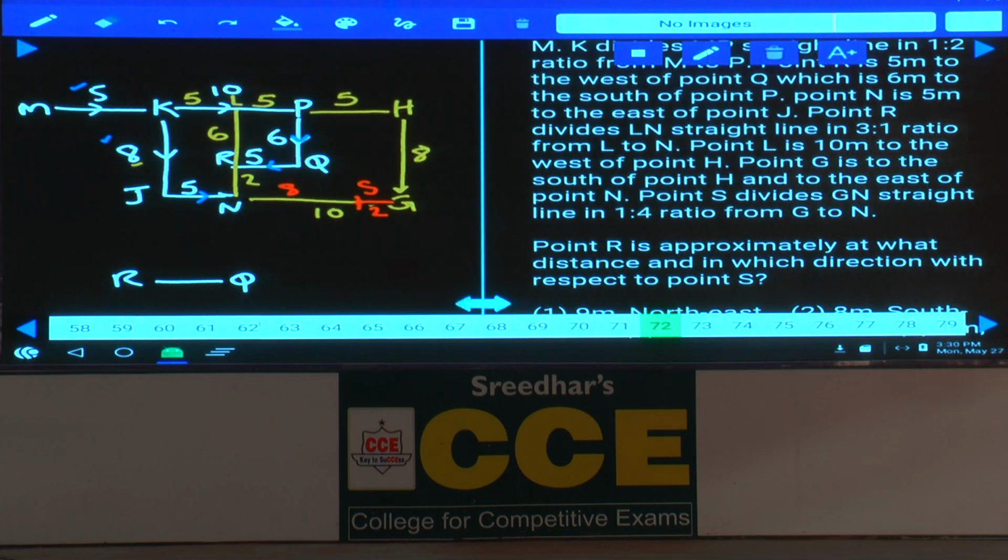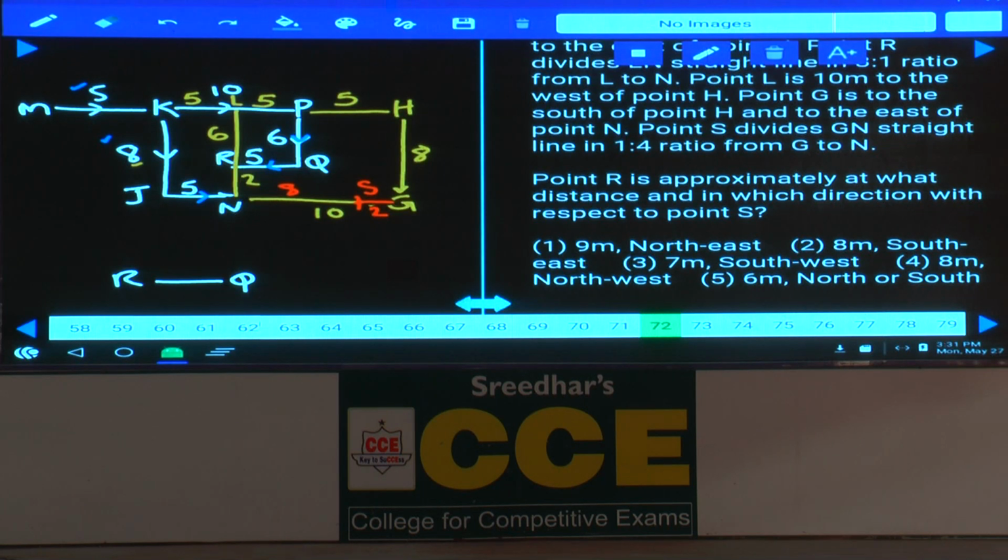S divides G and N in a straight line in the ratio of 1:4 from G to N. From where? From G to N. It has to be counted from G to N, then it will be 1:4. And that direction is very, very important. Done with this? Then coming to question number 72.